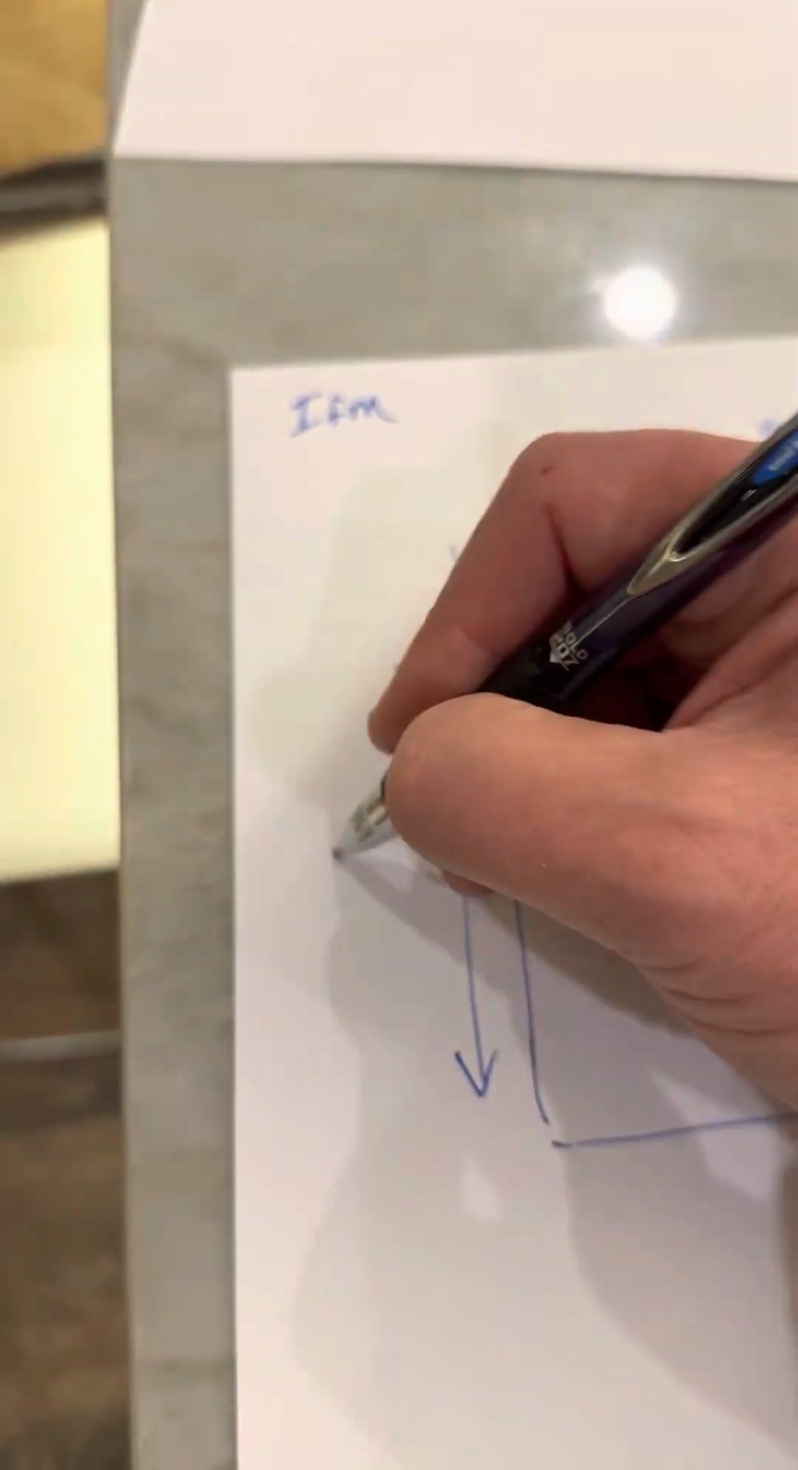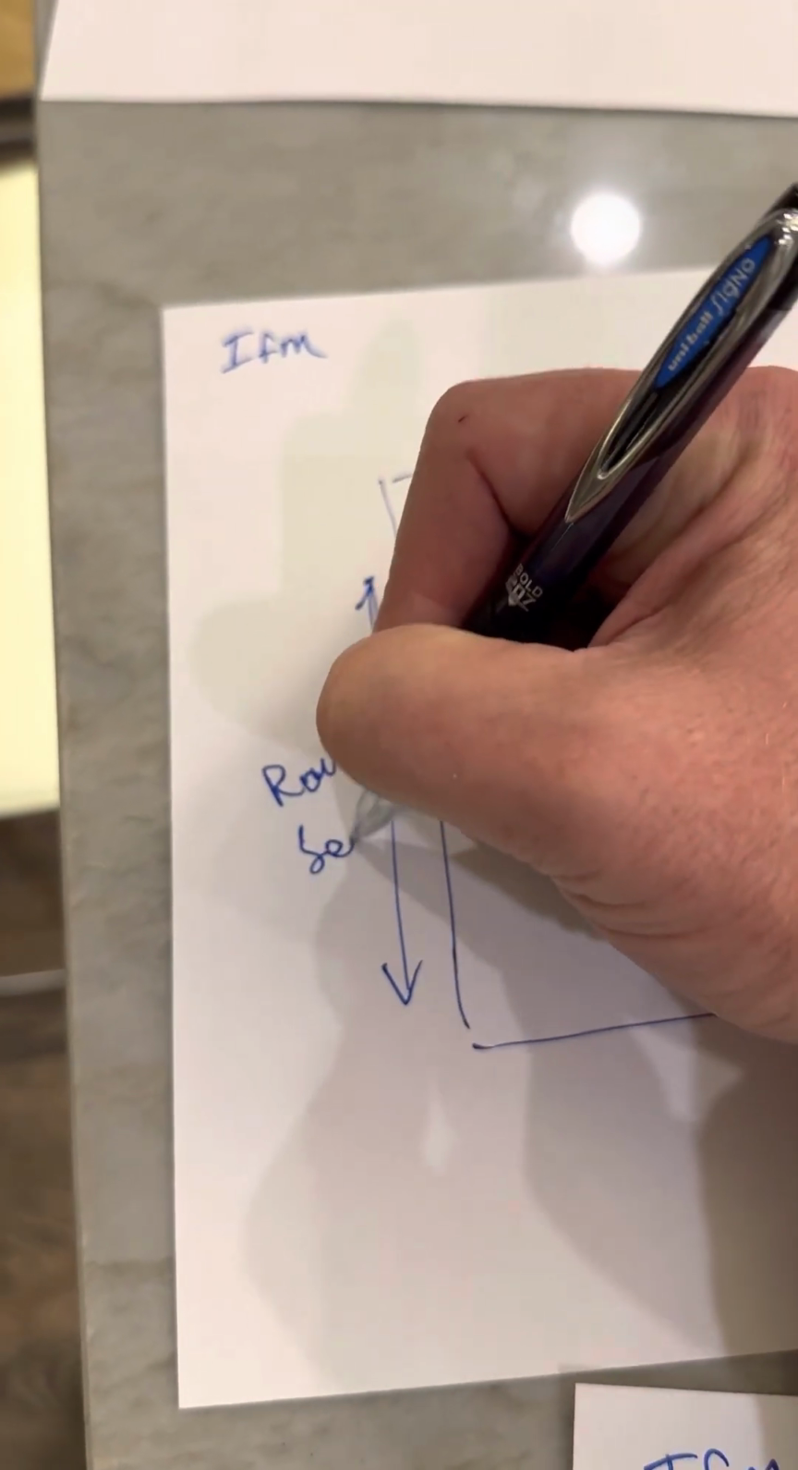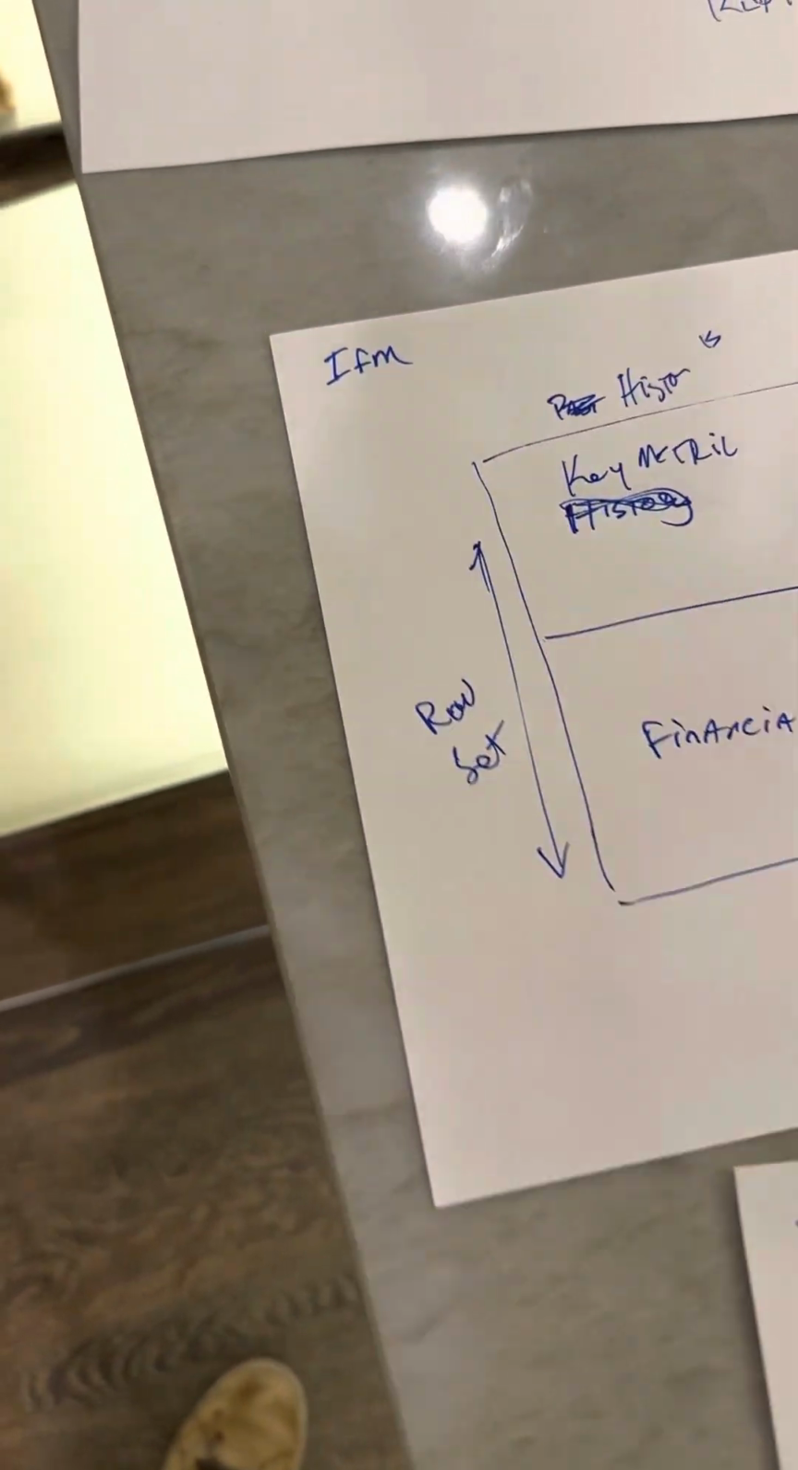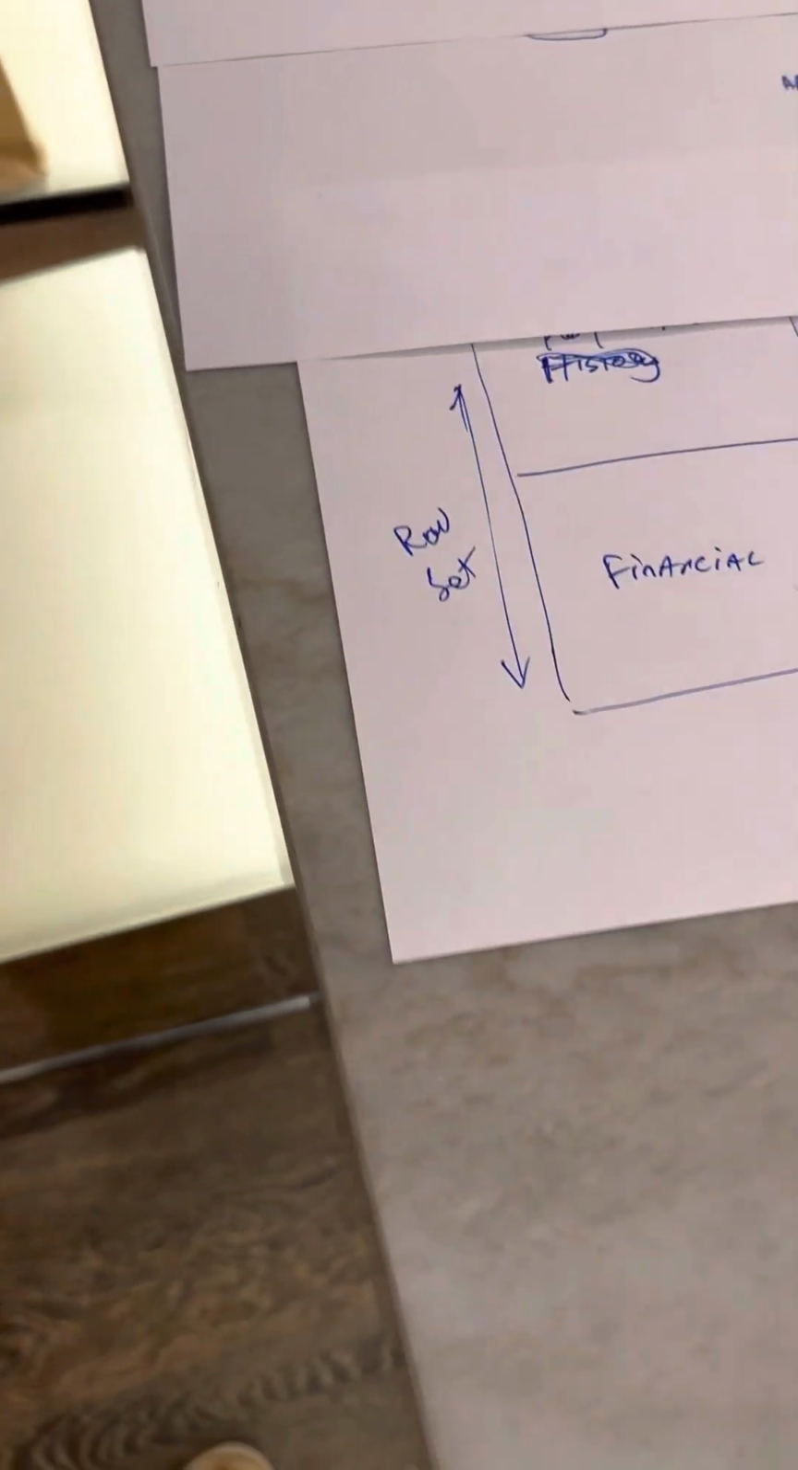What's up and down this side is called a row set. That row set, there's a whole other section about row sets, which we'll cover later.